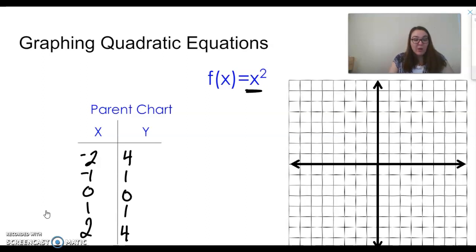And that's what I get from my y values, okay? So just a reminder of how to graph a quadratic. I put my 0, 0 on there first. I have 1, 1, I have 2, 4 going up here. Negative 1, 1, and negative 2, 4 here.